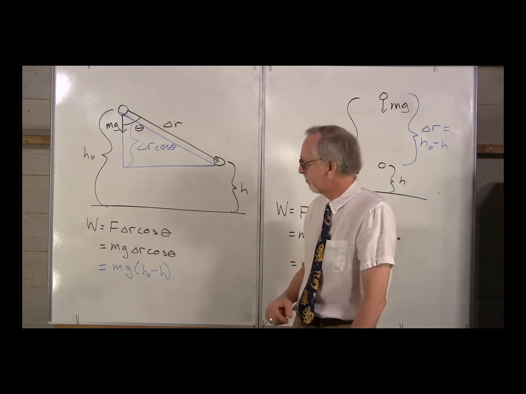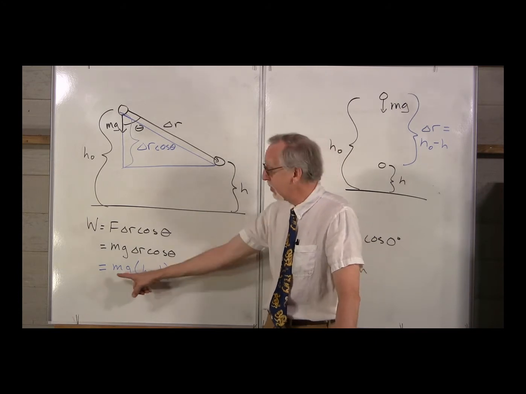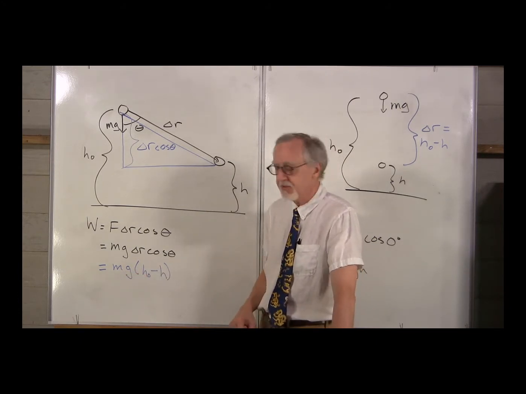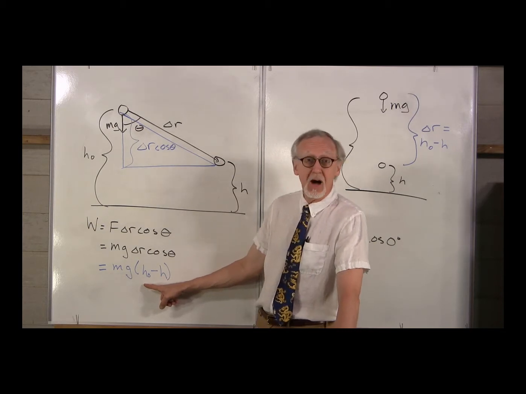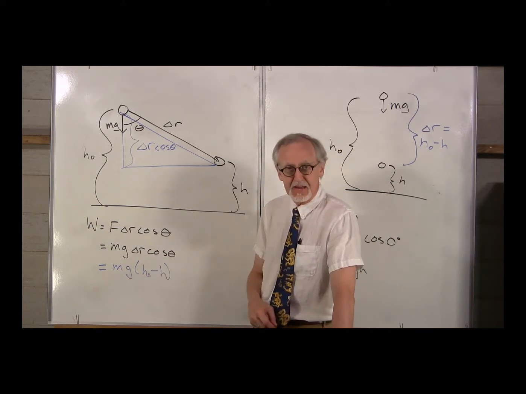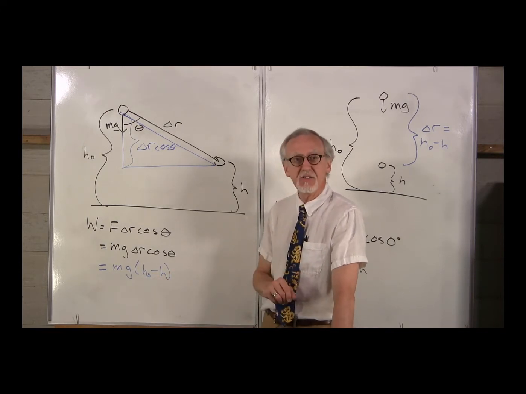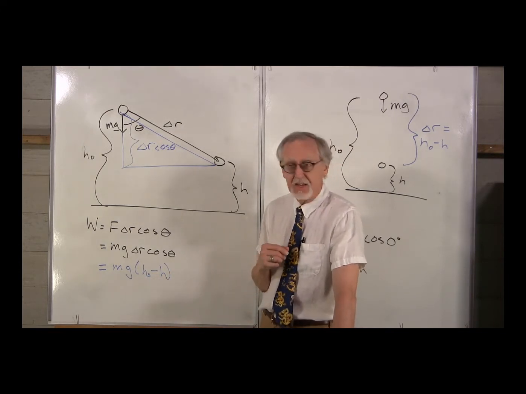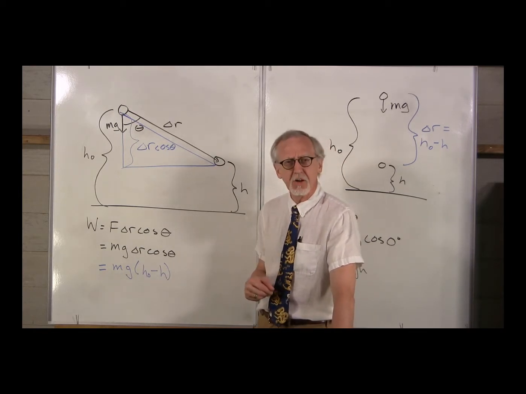So that makes sense. If the initial height is larger than the final height, it's going down, and the work done by gravity is positive. If the final height is larger than the initial height, it's going up, and the work done by gravity is negative. That all makes sense. And if the initial height and the final height are the same, it's moving horizontally, and there is no work done by gravity. Very, very good. That makes sense.